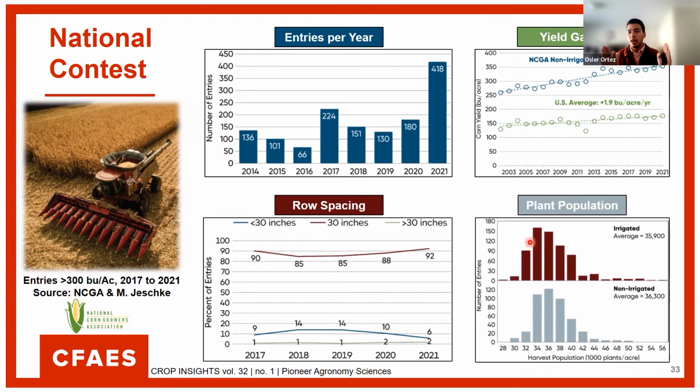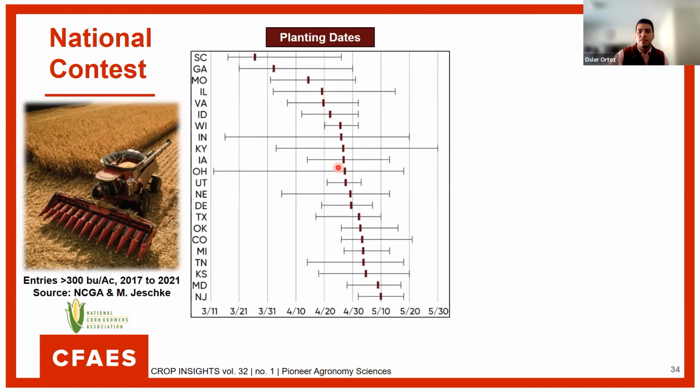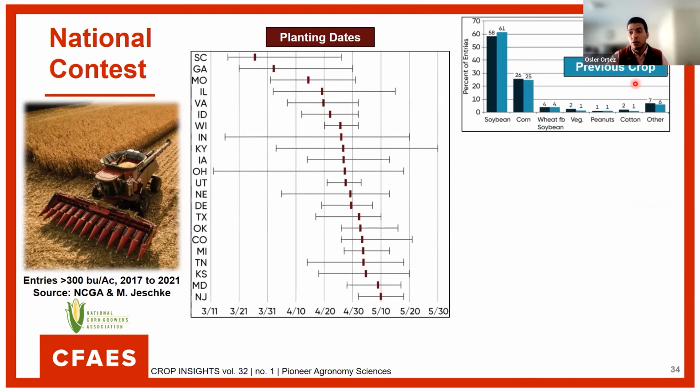So it goes from 28 or 30,000 all the way to 48 or 50,000 plants per acre. Planting date is very variable. Southern states will plant early. Northern states will plant a little bit later. Previous crop has been an important aspect on national corn yield contest entries. We see that soybean as a precursor of corn is the most common here, with 50%.